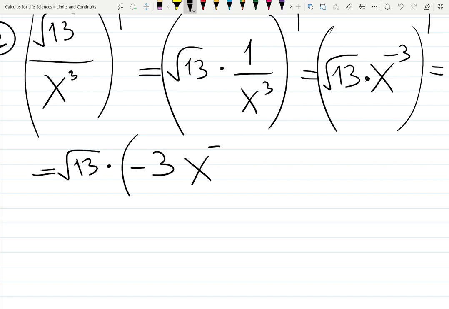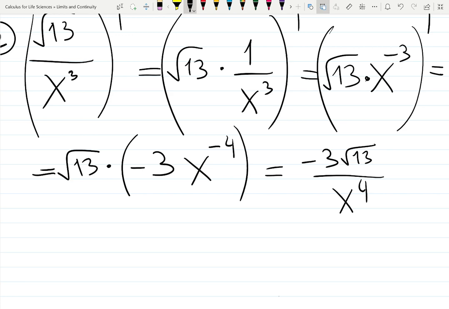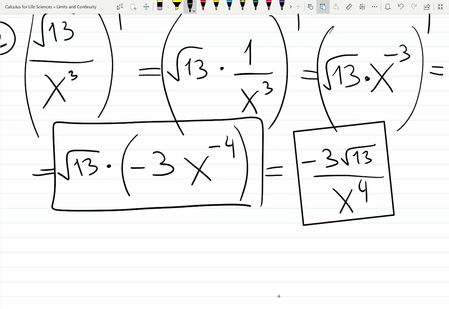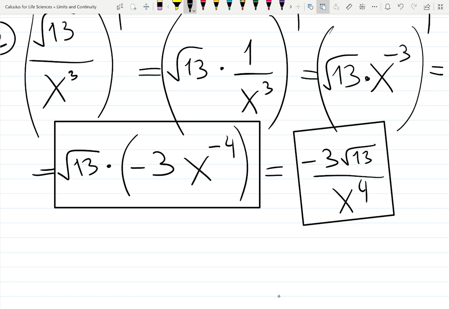Which one? Minus 4. Good job. So you decrease by 1. Remember, minus 3 minus 1 gives you minus 4. You could keep it like this, or if you want to rewrite, it will be minus 3 square root of 13 over x to the 4. Both answers are correct, so I would not actually choose one versus another one. It's fine. So that is also a good one.